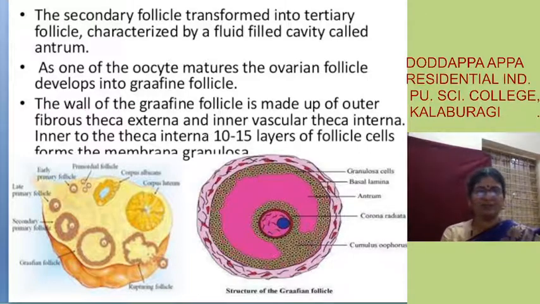So the primary follicles just form follicles, and these secondary follicles are transformed into tertiary, which is characterized by the fluid-filled cavity called antrum. Antrum you will read in the Graafian follicle. That only. So usually one oocyte will mature per month, per 28 days. So the structure of the Graafian follicle is given, and you know that the Graafian follicle is a matured ovarian follicle.